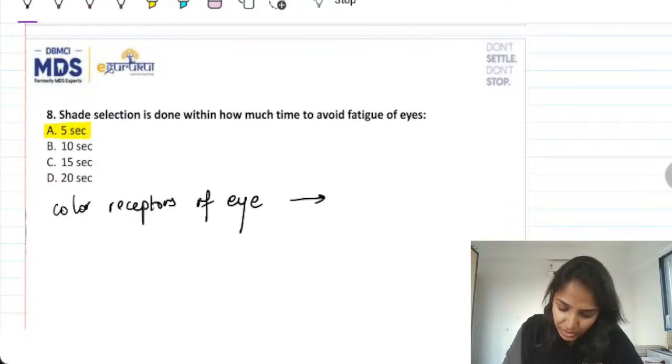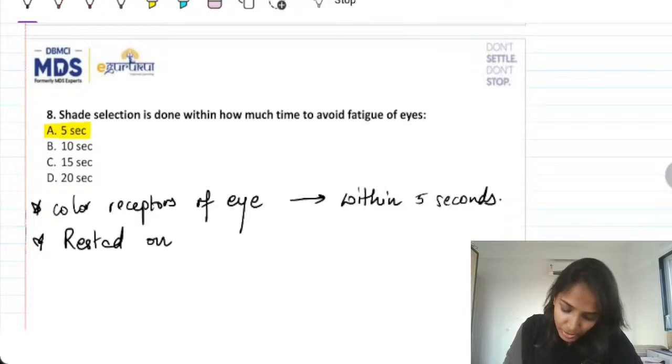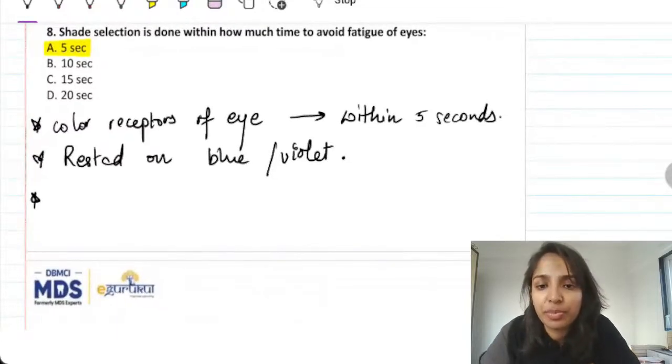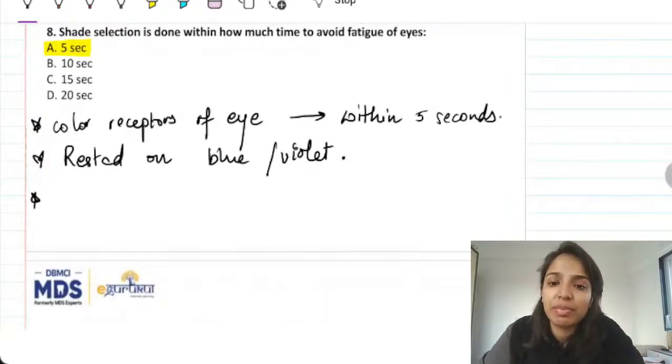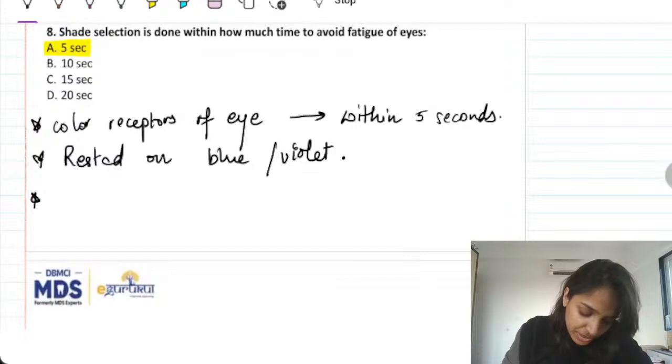So, because of this, you have to do it within the 5 seconds. Now, obviously, in one go, we may not be able to do it. So, if more time is required, then the eye should be rested on blue or violet, and then you can redo it again. So the eye, after staring at a particular shade for more than 5 seconds, becomes accustomed as well as biased. So your correct shade may actually become wrong, which is why this phenomenon is known as hue sensitivity.